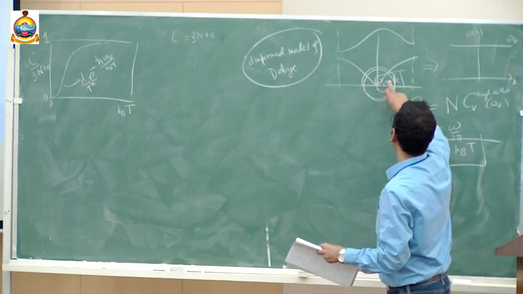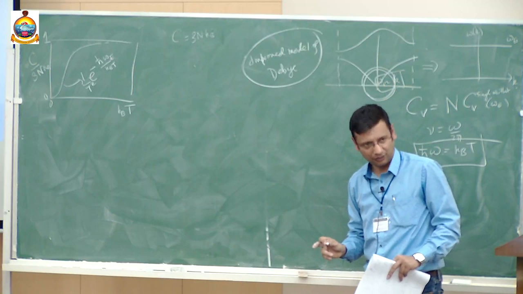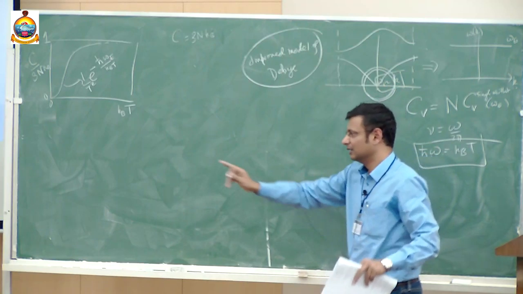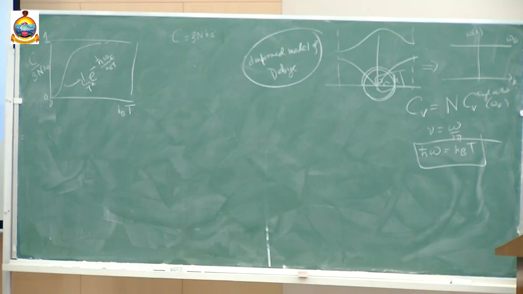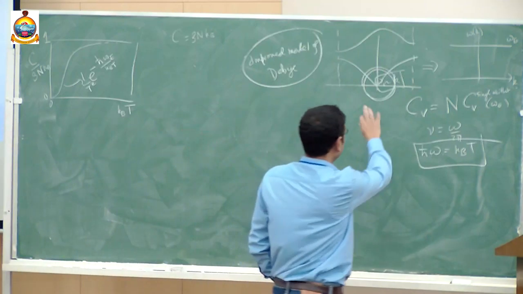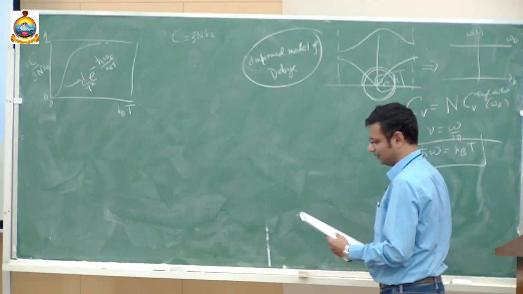I mean, if you started with the dispersion which went as k squared, for example, free particle dispersion, then you would not get the T cubed correctly. Then you will get some other power. If I'm not mistaken, you'll get T to the 3 by 2. Okay, so that's important. So these two things are important. Good. So what did Debye do?